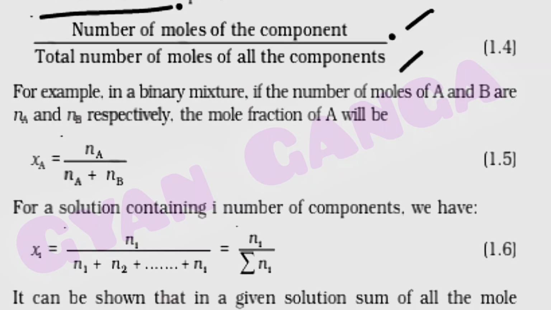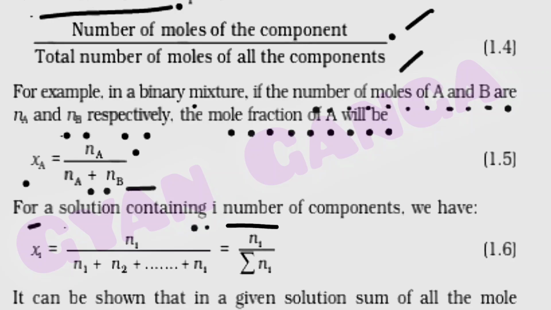For example, in a binary mixture, if the number of moles of A and B are Na and Nb respectively, the mole fraction of A, Xa, is equal to Na upon the total number of moles, that is Na plus Nb. For a solution containing i components, we have Xi is equal to Ni upon the sum of all Ni, where i is 1, 2, 3 up to n.